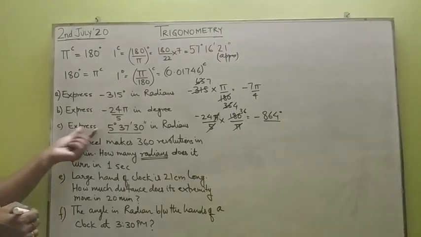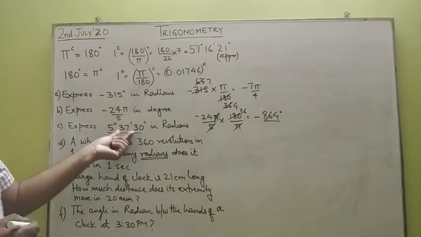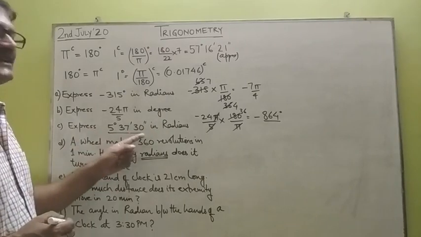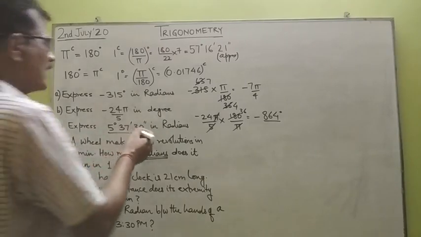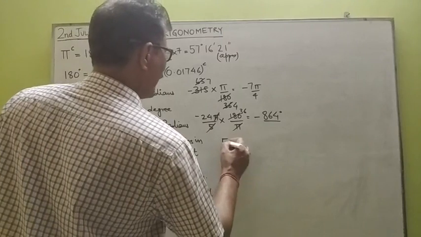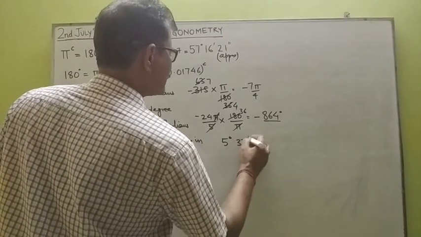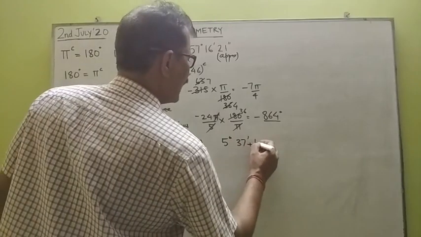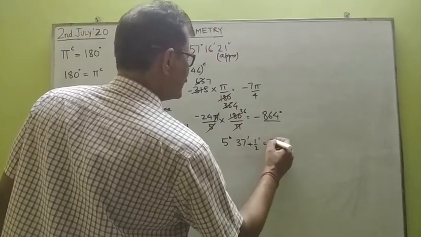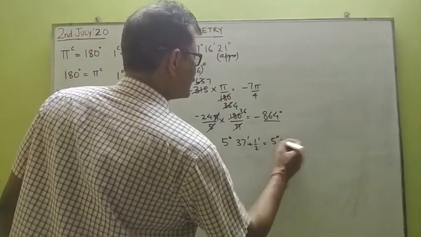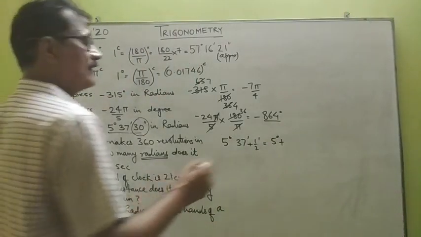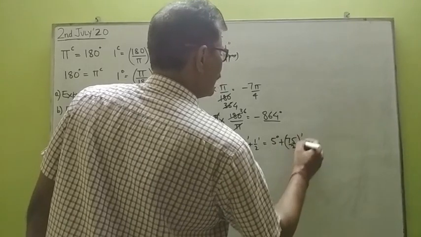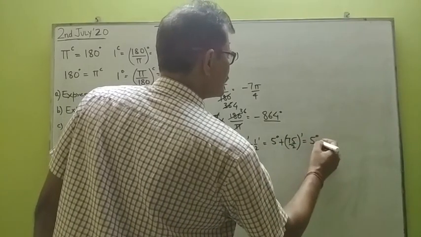Now the next question is 5 degrees 37 minutes 30 seconds to be converted to radians. Now this is in degrees, minutes and seconds. You have to change it to degrees. So start from the back side. We have 5 degrees 37 minutes and 30 seconds, which is half a minute. So it becomes plus half minute. When we add this, it becomes 5 degrees plus 37 and a half minutes. 37 and a half is 75 by 2 minutes.